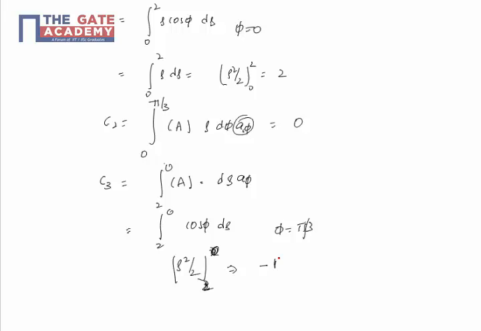The total integral of A dot dl is equal to C1 plus C2 plus C3, which is equal to 2 plus 0 minus 1, which is equal to 1. So the answer is 1.